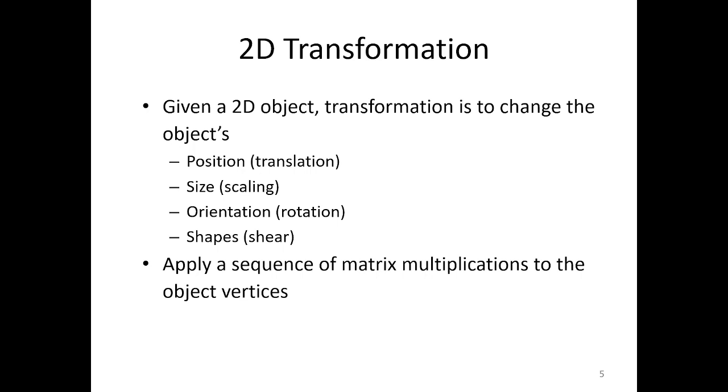So these are the main transformations in two dimensions: translation, scaling, rotation, and shear. Apply a sequence of matrix multiplications to the object's vertices. So now you can apply all these matrix multiplications to perform the operations on the particular objects.